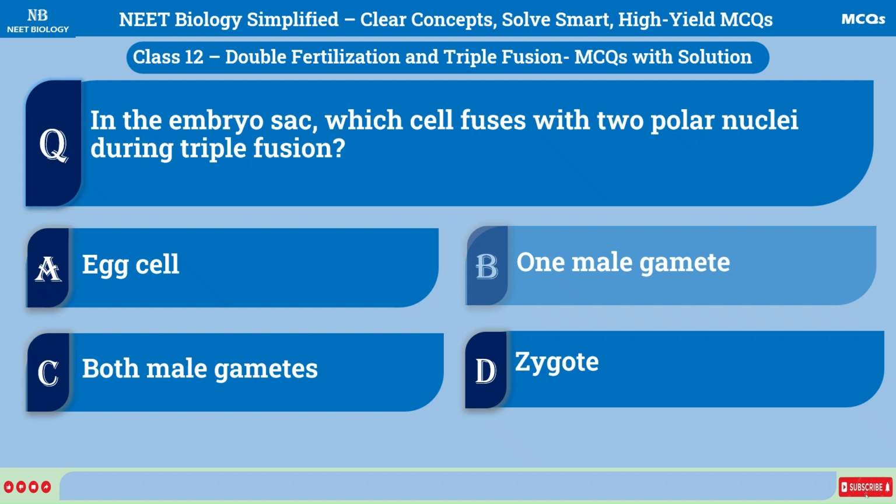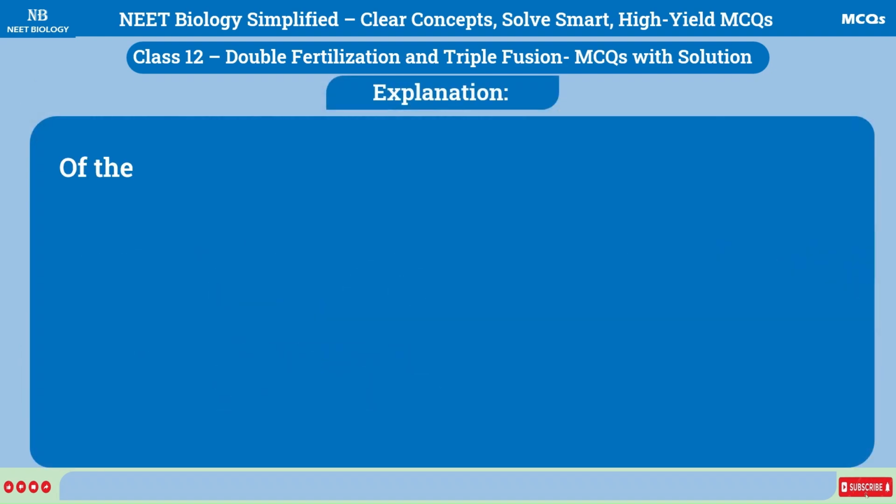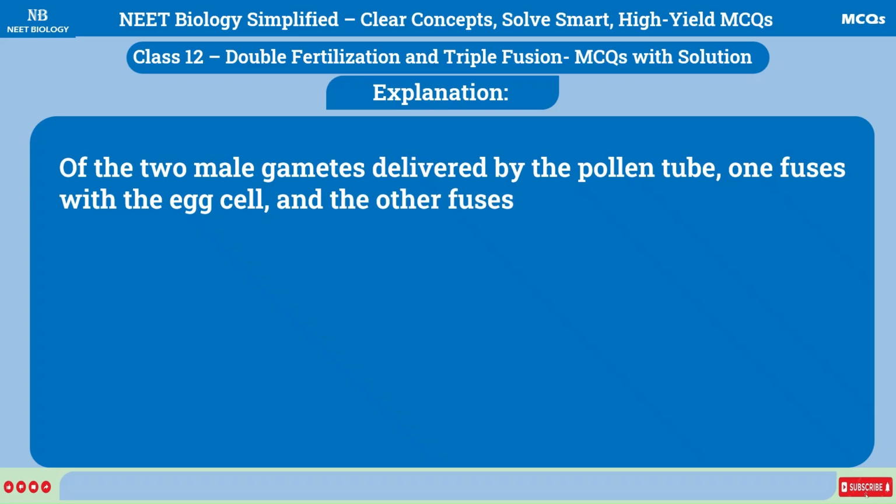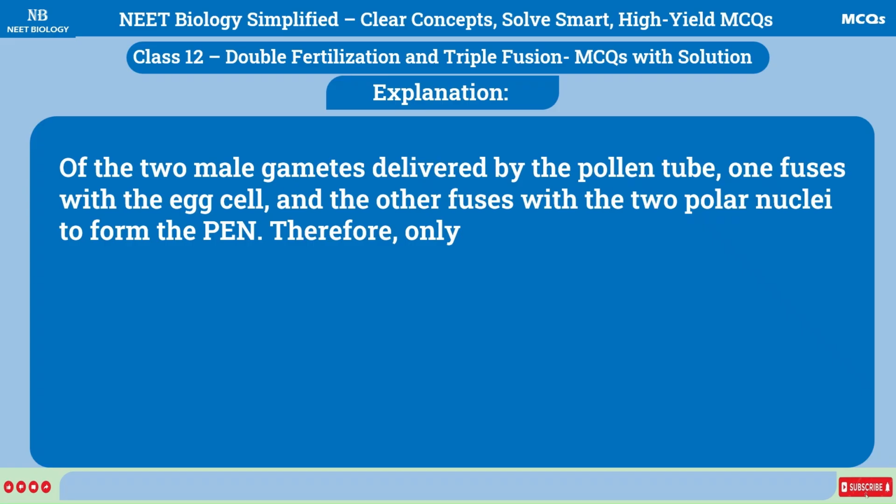Correct answer is B. One male gamete. Explanation. Of the two male gametes delivered by the pollen tube, one fuses with the egg cell, and the other fuses with the two polar nuclei to form the PEN. Therefore, only one male gamete is involved in triple fusion, making option B correct.